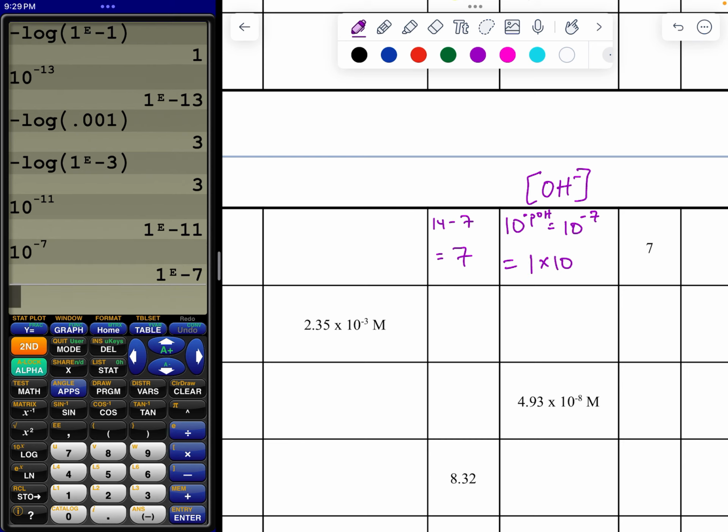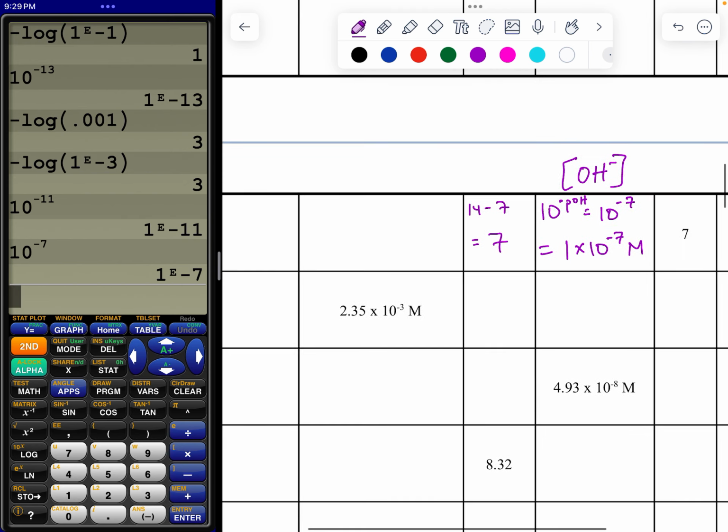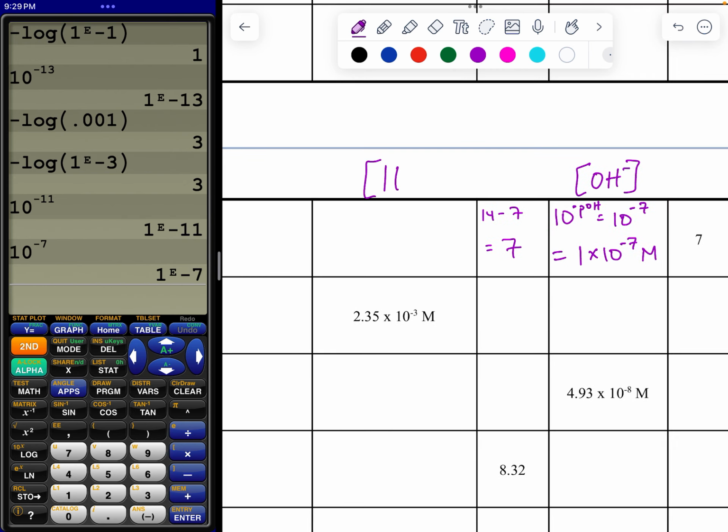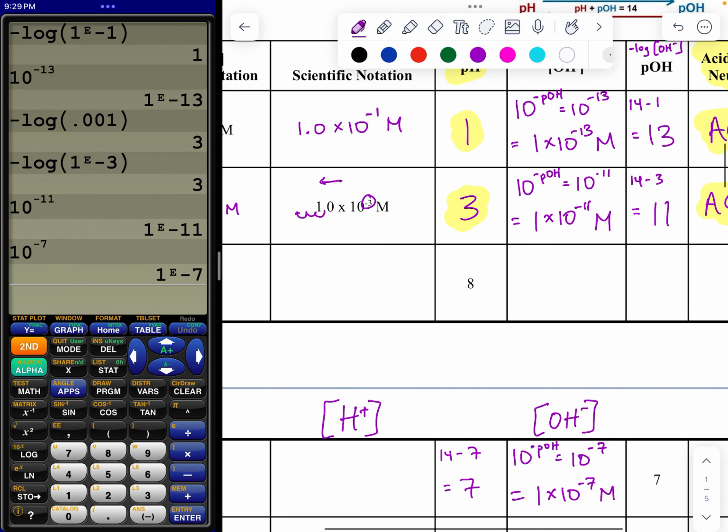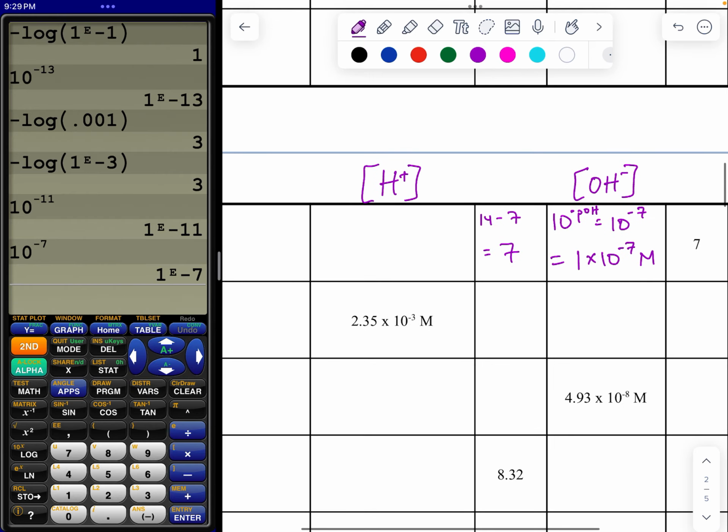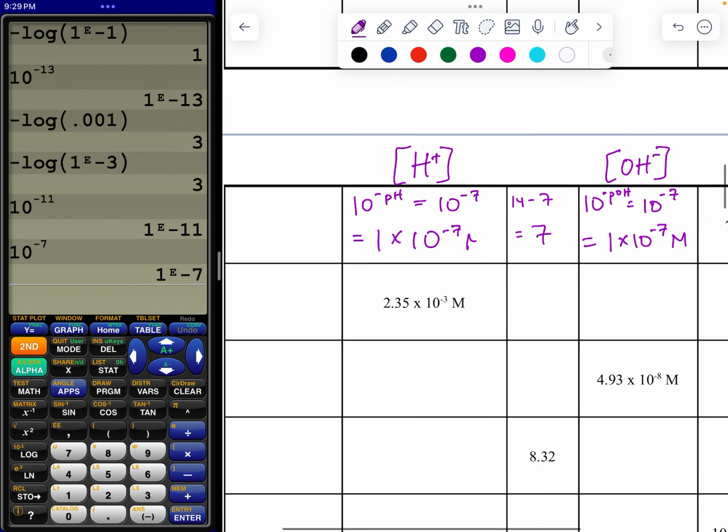which is going to give us a concentration of 1 times 10 to the negative 7th molarity. Molar solution. And then for the hydrogen ions, I do the exact same thing, but I just use the pH value. So I do 10 to the negative pH, because now I'm dealing with the hydrogen ions. And that's going to be 10 to the negative 7 as well. And we notice that those are the same concentration.